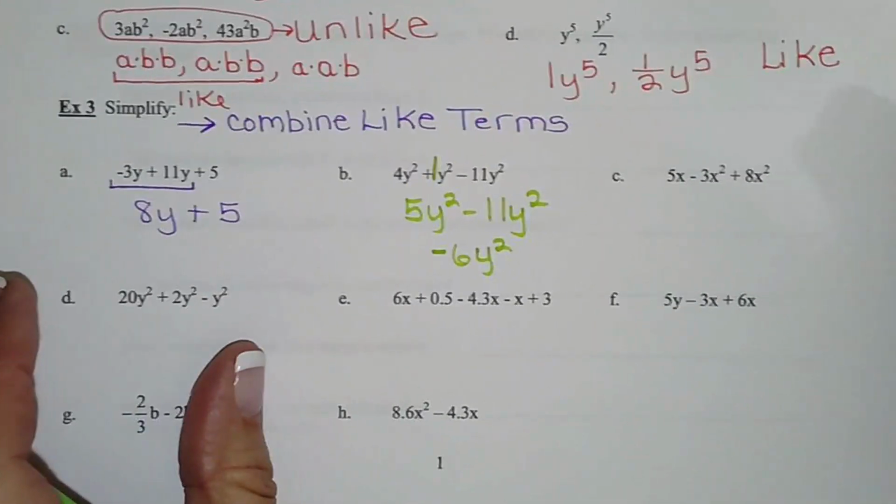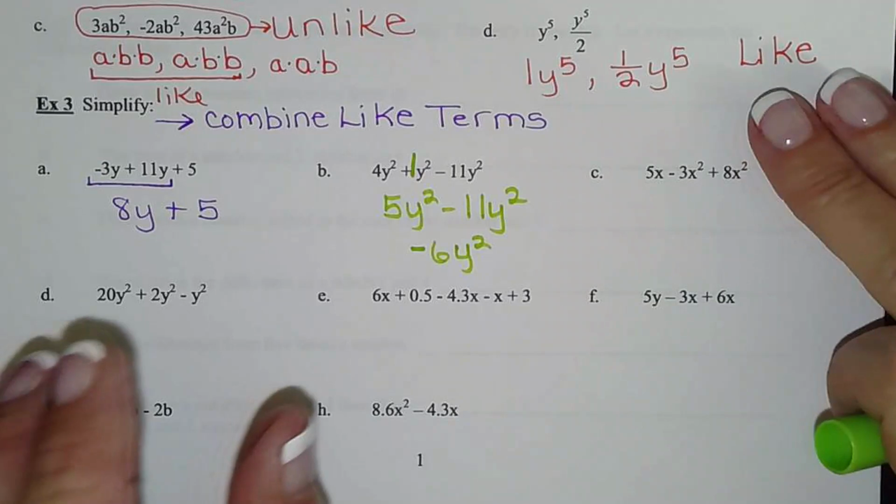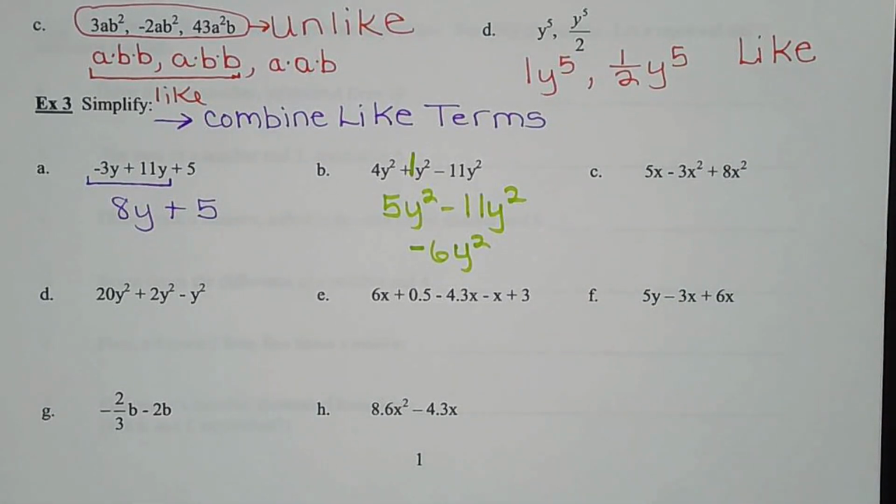Okay, next up, this is another one students miss quite often on the test, and it's because they don't put it in the correct order. So many times Alex will say, write your answers in descending order, or write your answers in standard form. So they just do this problem from left to right and don't obey that.